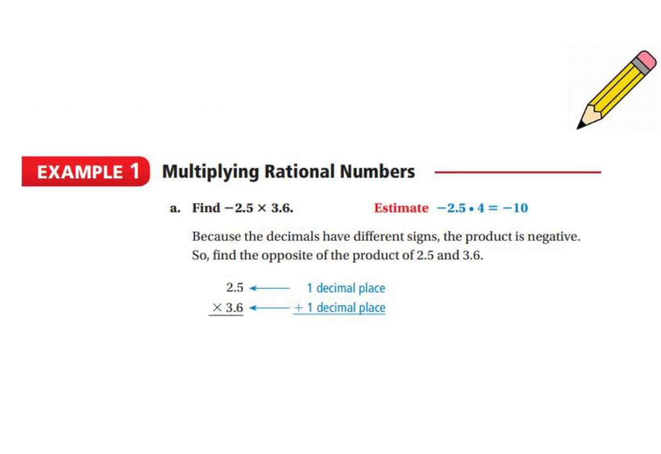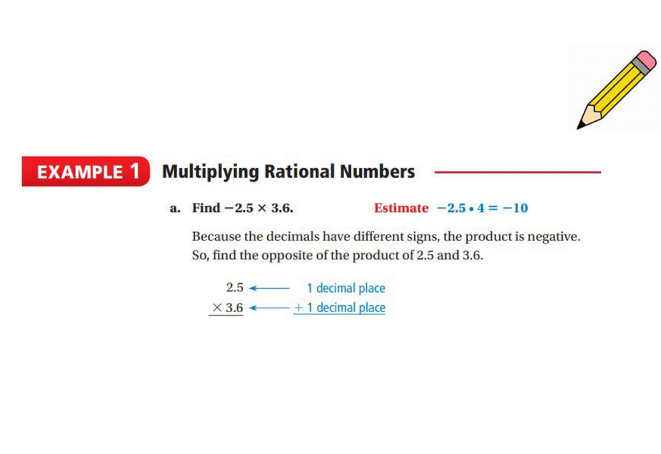Let's go ahead and make sure that we write this one down in our notes packet. Find negative 2.5 times 3.6. Sometimes we can estimate first. As you can see over here, it says estimate negative 2.5 times 4. 2.5 times 4 is about 10. So that just gives us an idea once we're done whether our answer is right or wrong based on the estimation. If our answer is like negative 50, we know it's wrong. If our answer is positive, we know it's wrong.